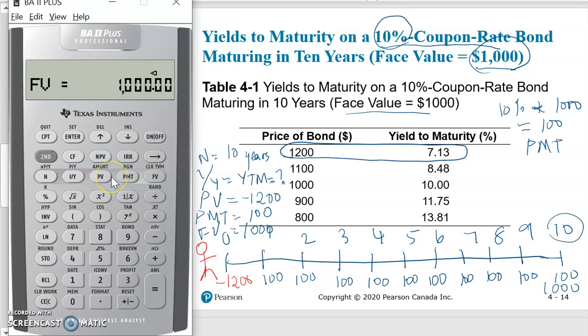And finally, I'm going to compute the I/Y. So compute I/Y, which is the yield to maturity, which is 7.13%. This is the amount which we have calculated.